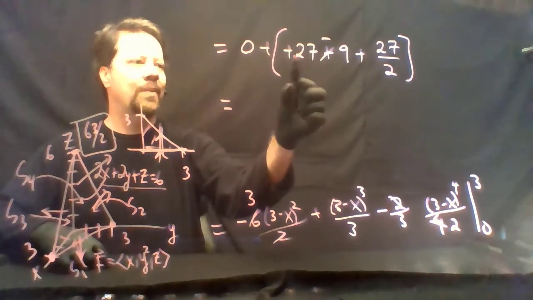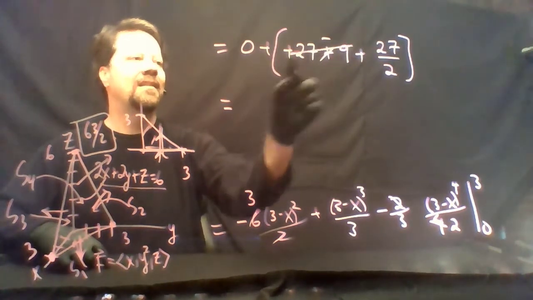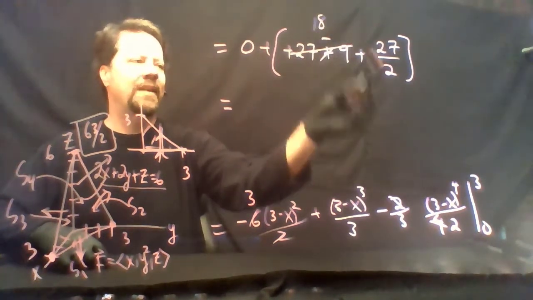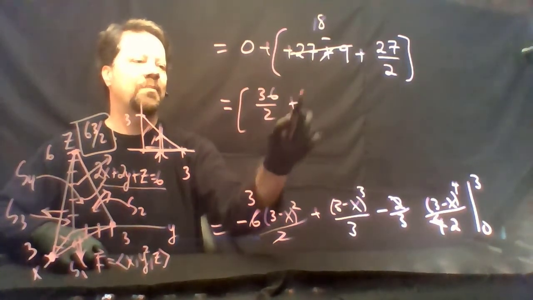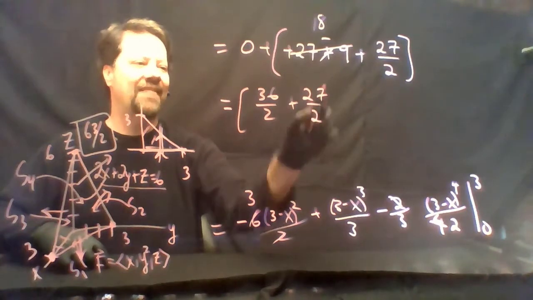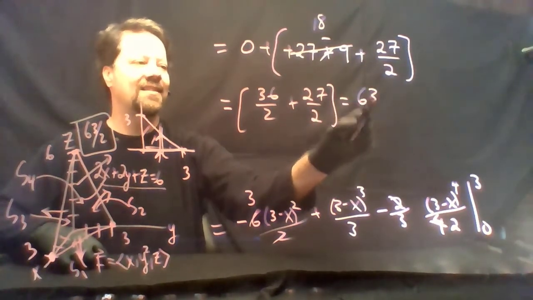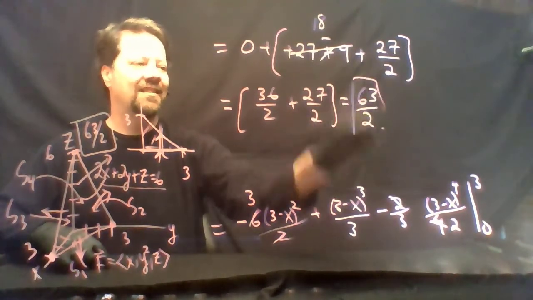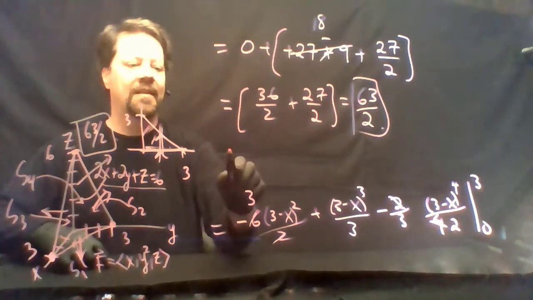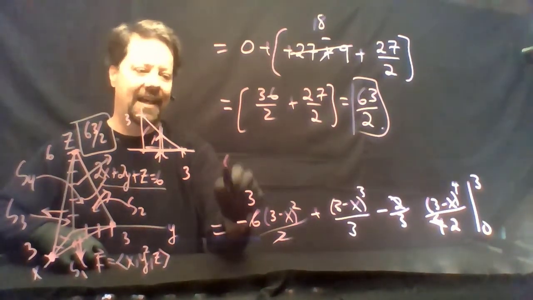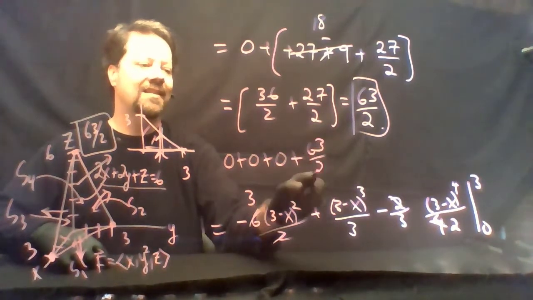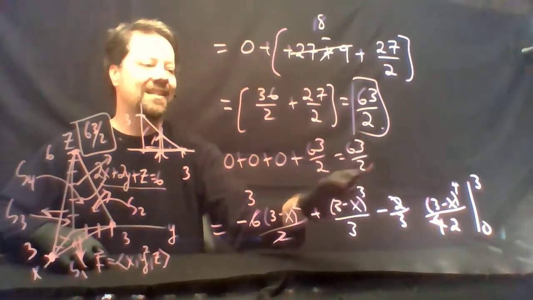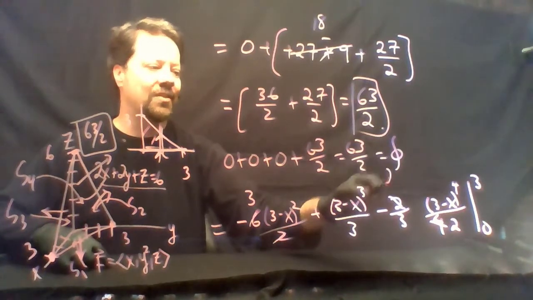If we take 27 minus 9, that's going to be 18. We need to convert that to halves. That's going to be 36 halves plus 27 halves, and that is 63 halves. To get the total integral, we have to add 0 plus 0 plus 0 plus 63 halves equals 63 halves, and that gives us the total flux.